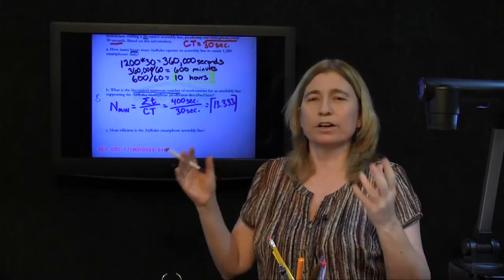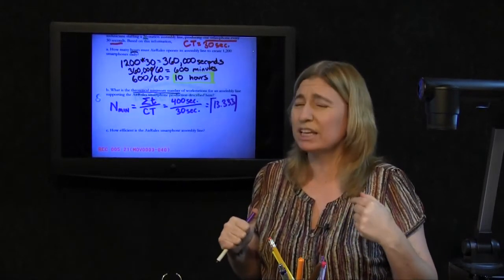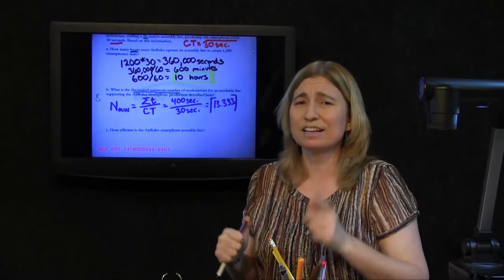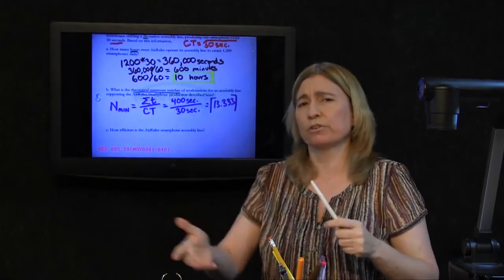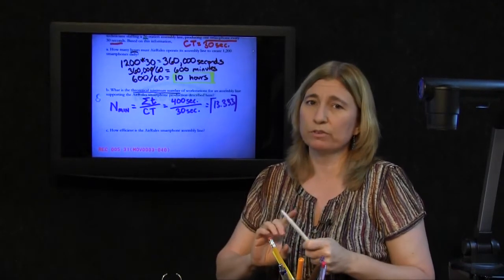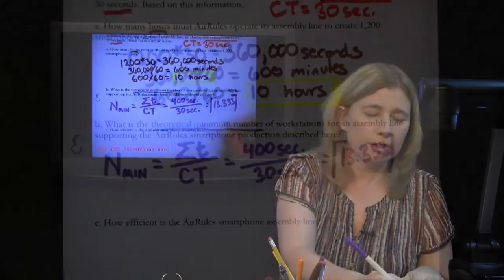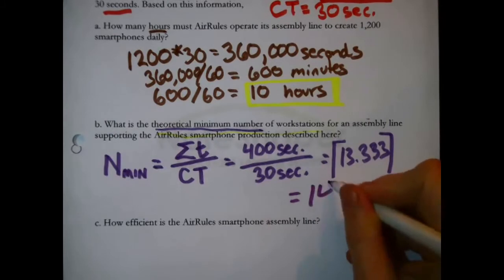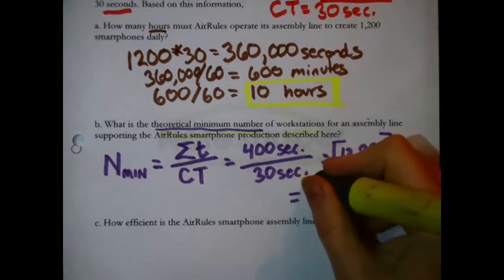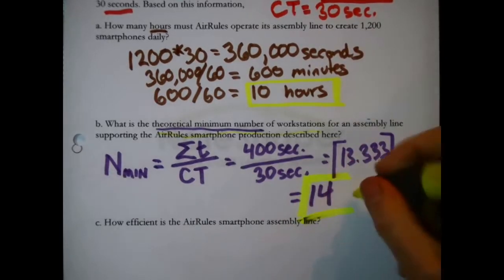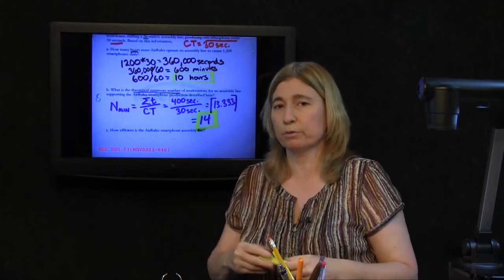You say, well, then fine, I'll just round. In this particular problem, you would naturally round to 13. That's not the answer to the problem. If this formula results in anything other than a nice round number, then round to the next nice round number. That's why we declare that the theoretical minimum number of workstations for the Air Rules smartphone production line problem is 14. We bump it up to 14.